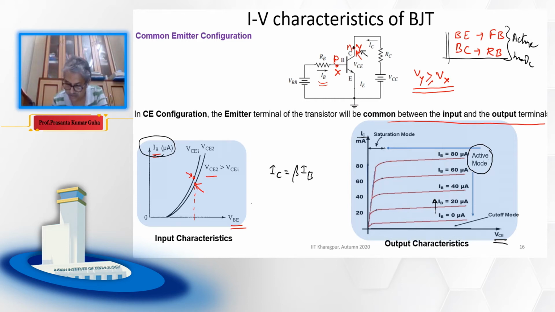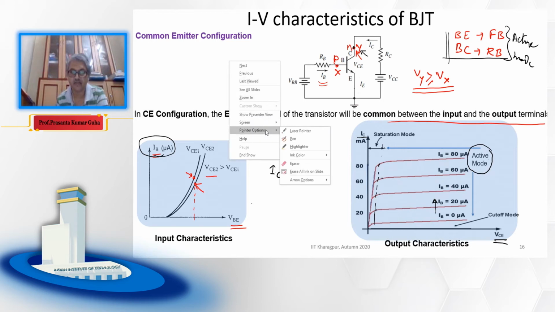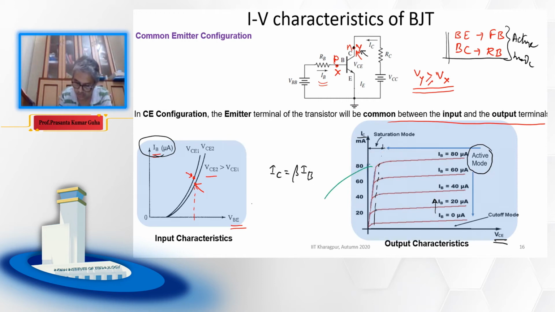Okay, in case of saturation mode, which is this region here, you see your base collector junction is forward bias, and also base emitter junction is forward bias. So in this portion, base emitter junction as usual is forward bias, and base collector junction is also forward bias.